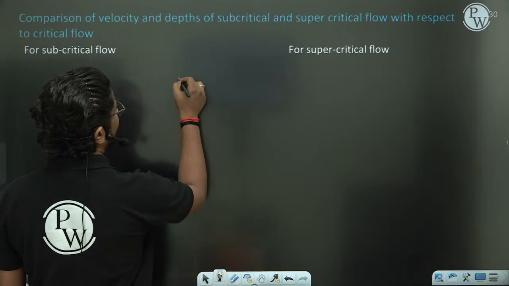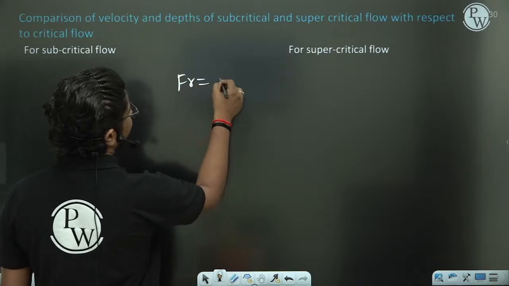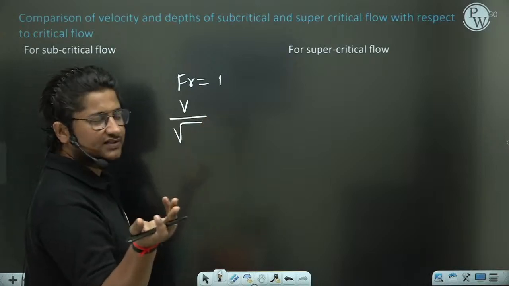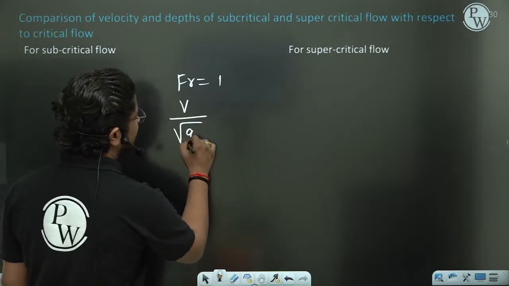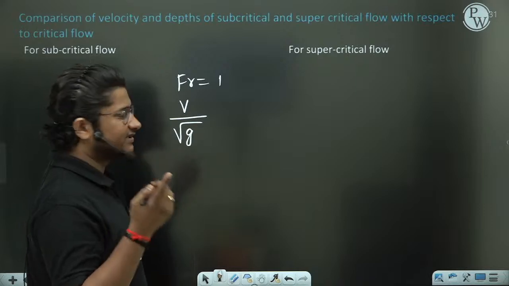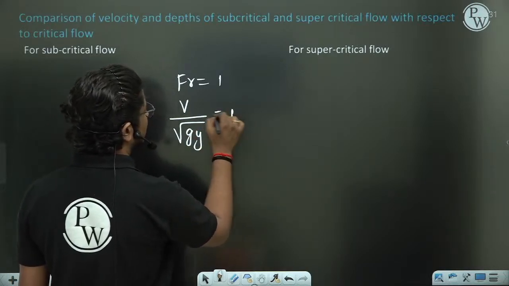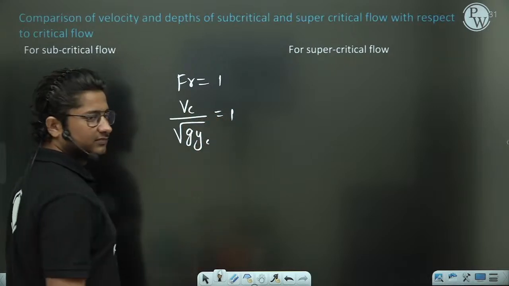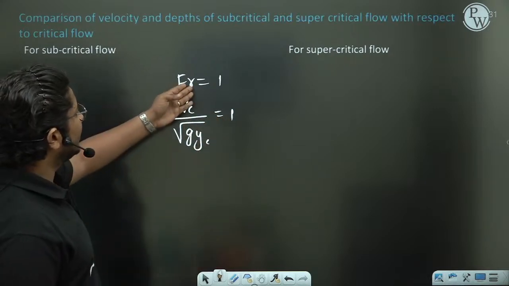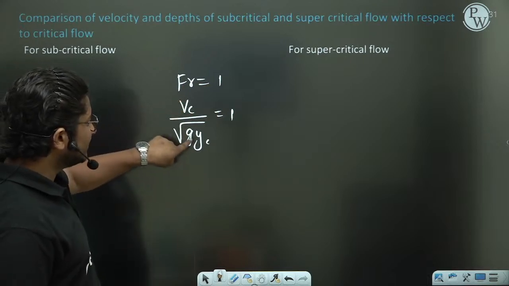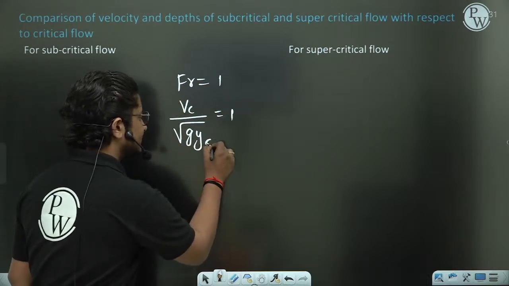For example, if you are telling Fr is equal to 1, that means what? V upon root under g D. Let us talk about the rectangular section. So in the rectangular section, D is equal to Y. Yesterday I discussed this part. Equal to 1, so it is all about critical, because Fr equal to 1 means it's a critical flow. So V will be Vc, Y will be Yc.